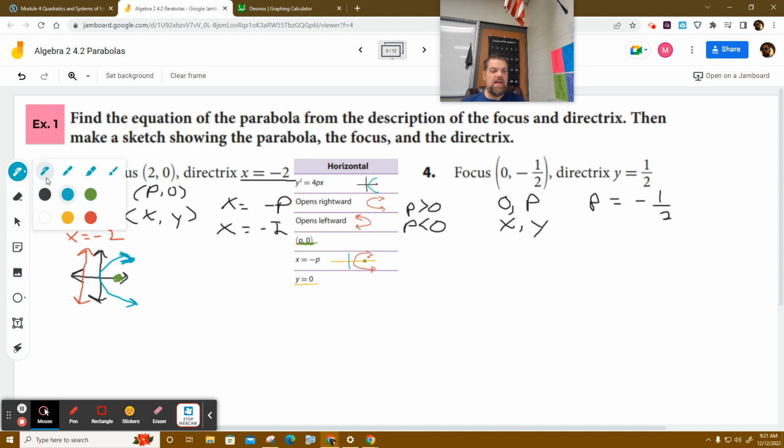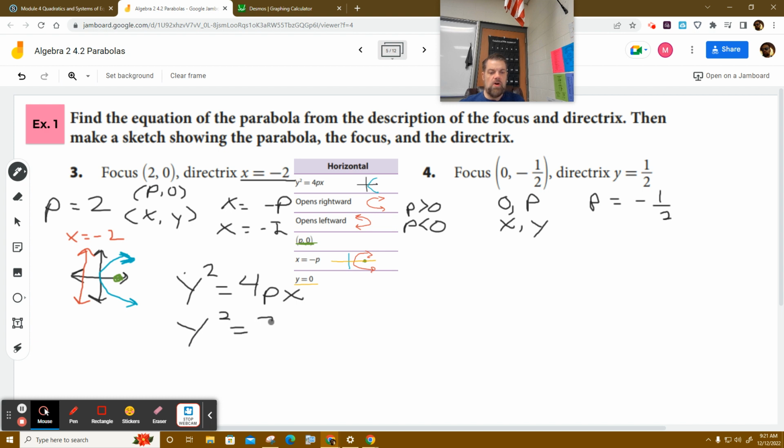And that's basically it. So the last thing I got to do is write the equation. Well, I've got y equals 4px. So y squared equals 4px. In other words, y squared equals 4, what's p? 2 times x. Or y squared is equal to 8x. Okay?